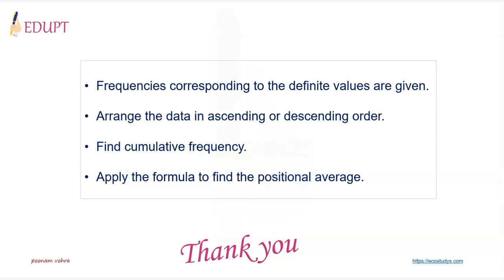For computing partition values in discrete series, frequencies corresponding to definite values are already given. You need to arrange the data in ascending or descending order if it is not arranged. Find cumulative frequency and then apply the formula to find the positional average. For quartiles, it is n plus 1 by 4. For deciles, it is n plus 1 by 10. For percentiles, it is n plus 1 by 100. I hope this concept is very clear to all of you. Next time, we shall discuss computing partition values in continuous series.